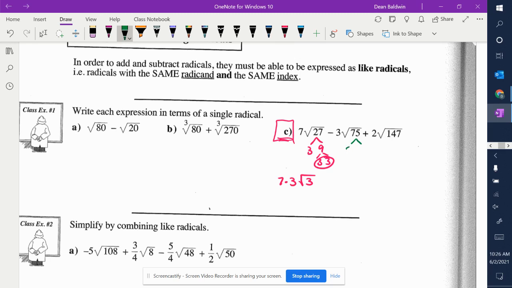75 is 25 and 3. 5 and 5. So pull out these 5s with a root 3 left inside. So it's looking good already. And then I'll do the last one, purple. 147 is 49 and 3, which is 7 and 7.